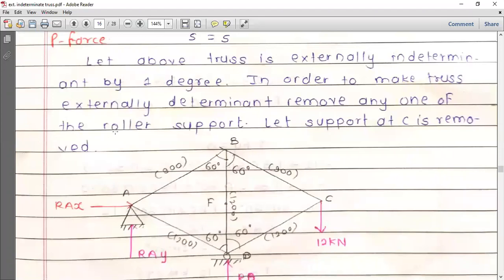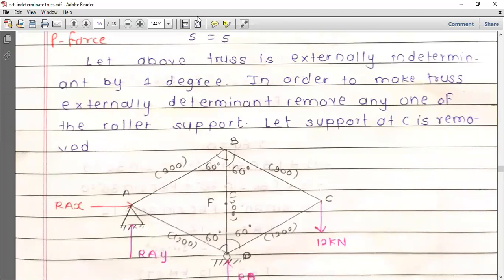So here I have removed the support, that is the roller support which was acting at joint C. Roller support at joint C I have removed. That's why this truss is resting on only this hinge support and roller support, which means it has become a simply supported type of truss. Of course, simply supported means it is a determinate type of truss. So as it has become determinate, now you can analyze the given truss by using the joint method or section method.